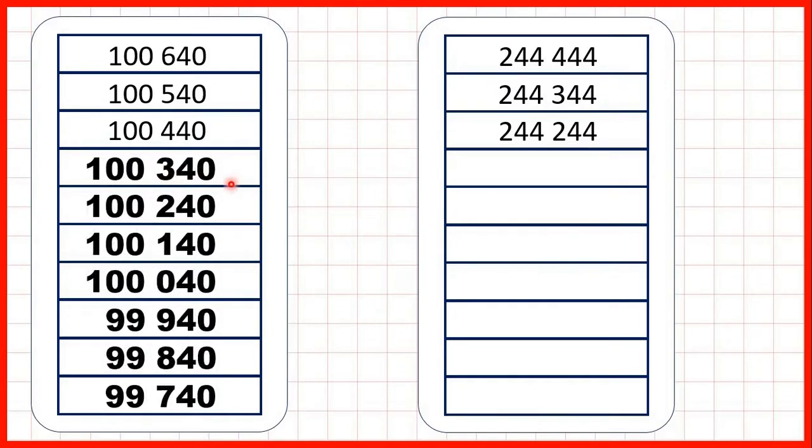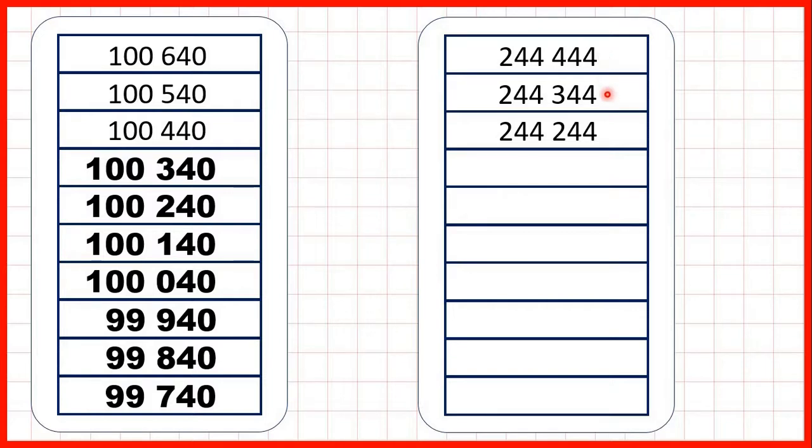Well, if we show them, we can see that counting back in hundreds is just like counting back in ones, but with our tens and ones digits staying the same. So we know that if we're counting back in ones, the number before 1000 is 999. And that means if we're counting back in hundreds, the number before 100,040 is 99,940.